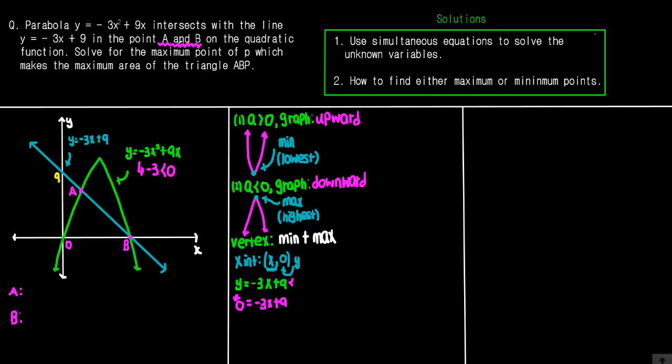All we did is change the output of our function, which we usually notate as y, into 0. Now all we have to do is subtract 9 from both sides in order to isolate the x terms.